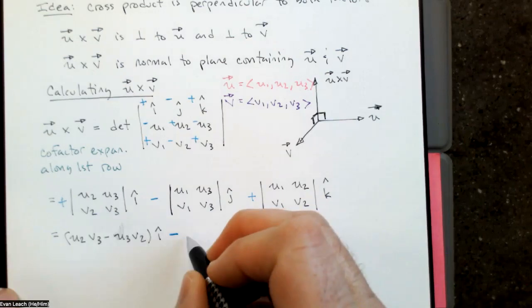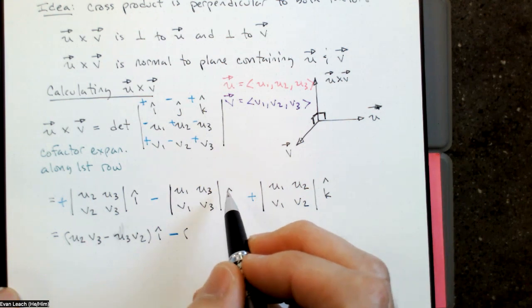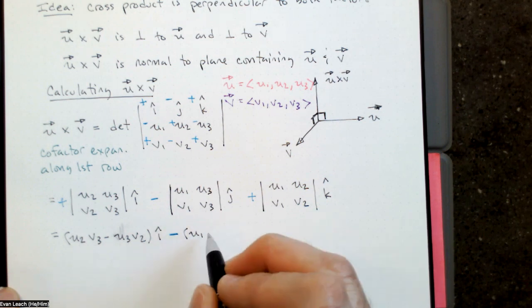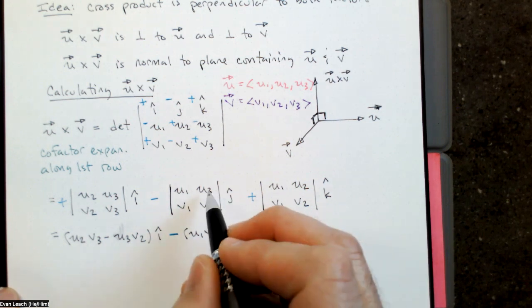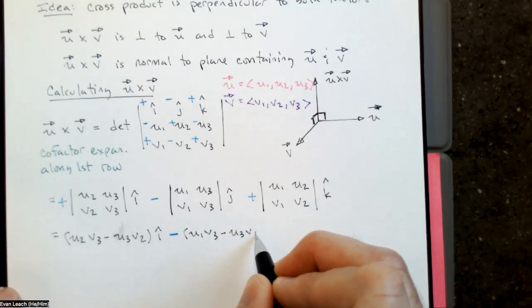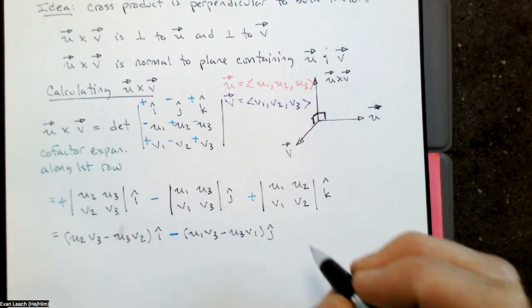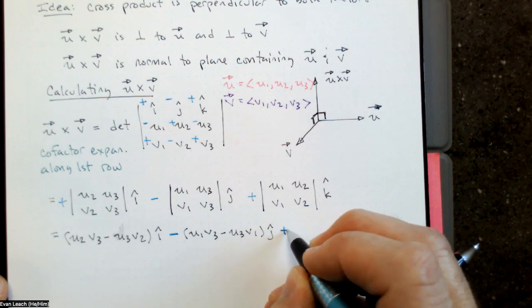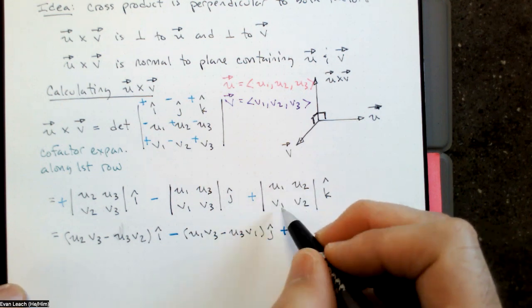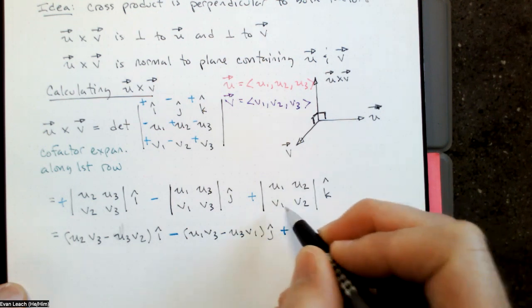And now we're going to multiply out this cofactor. We do the same thing. I'm going to expand along the first row. So U1 gets multiplied by its cofactor, which is just V3, minus U3 times its cofactor V1, and that's my J coefficient. And then doing the same thing, U1 times the cofactor V2 minus U2 times the cofactor V1.